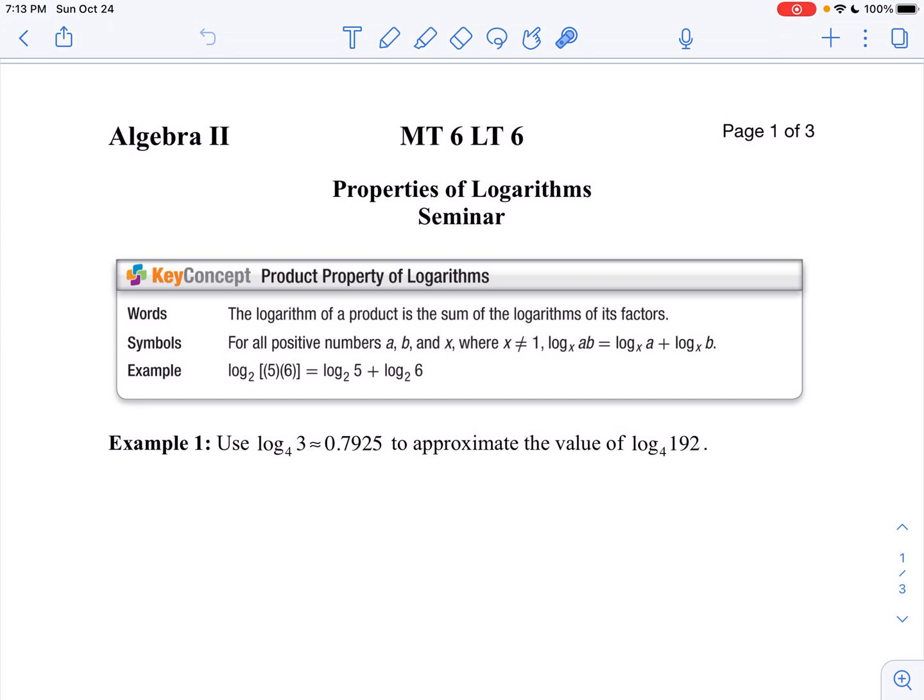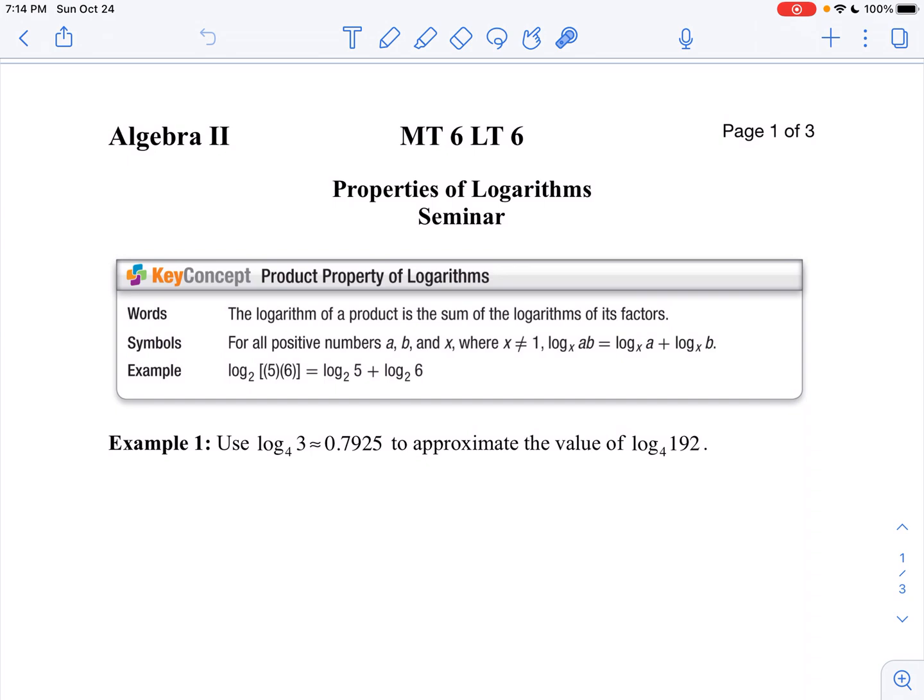Remember, we're talking exponents here. A logarithm is an exponent, so it's the rule that when you multiply, we add the logs. So for example, if I have log to the base 2 of 5 times 6, that's the same thing as log to the base 2 of 5 plus log to the base 2 of 6.